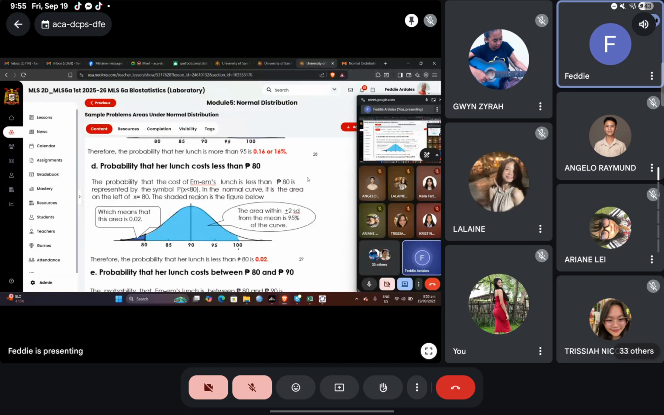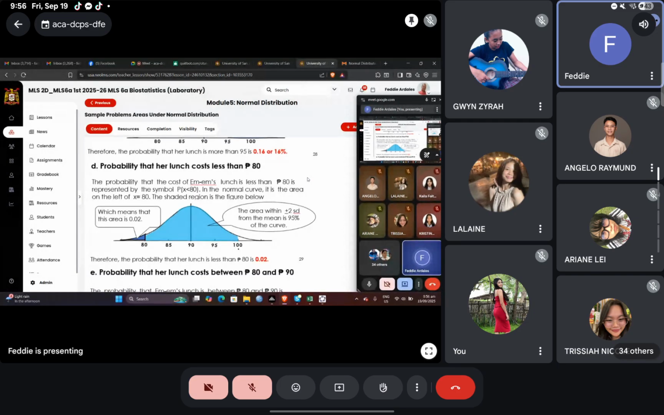Okay, so we know, take note, that the area between 80 and 100 is 95%. Meaning the remaining area, which is 5%, to the right of 100 and to the left of 80, is approximately 5%. If you divide it by 2, that will give you approximately 0.02. The area is approximately 0.02.